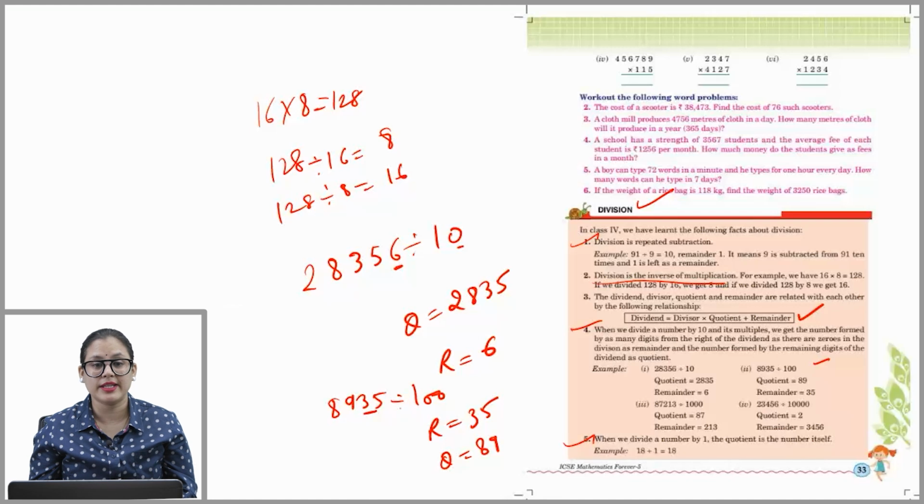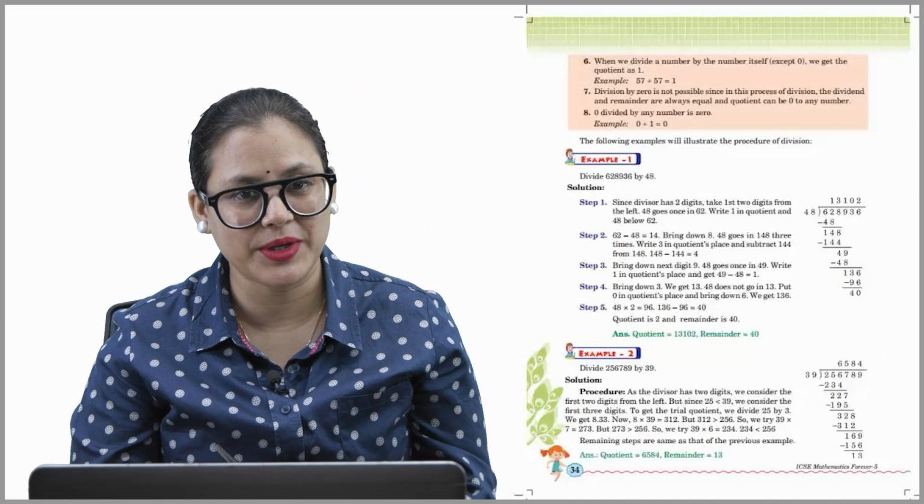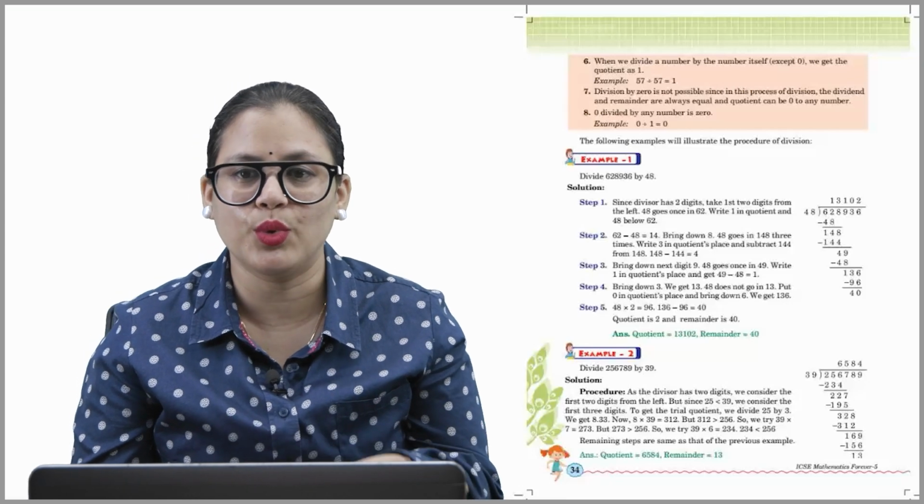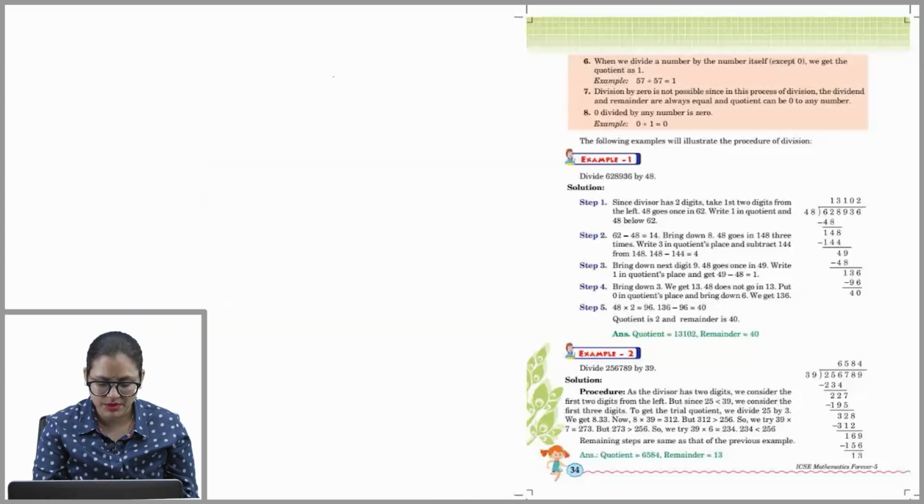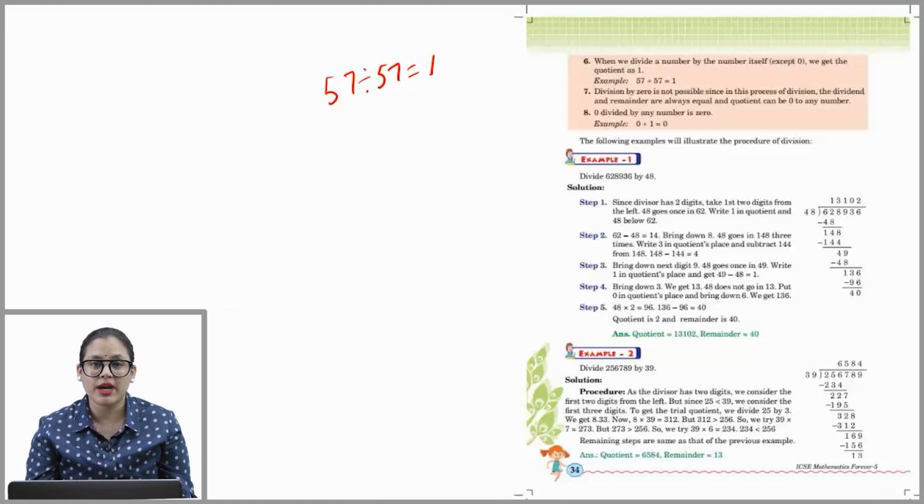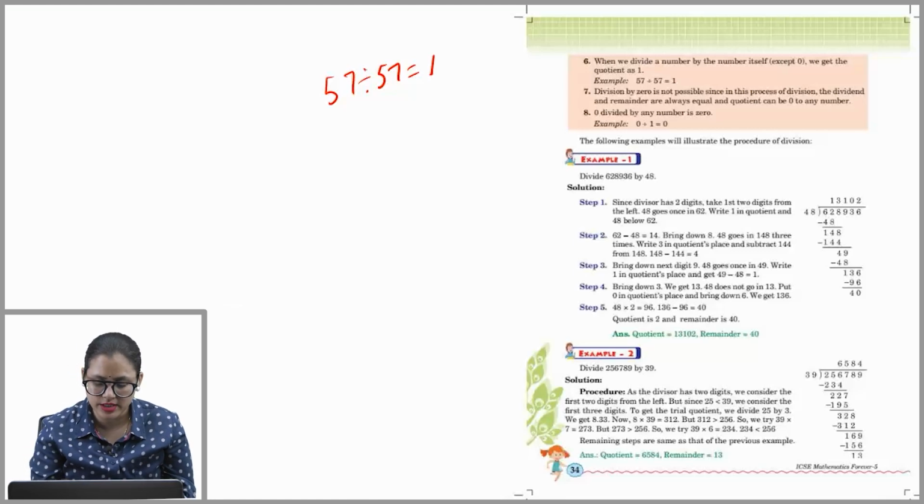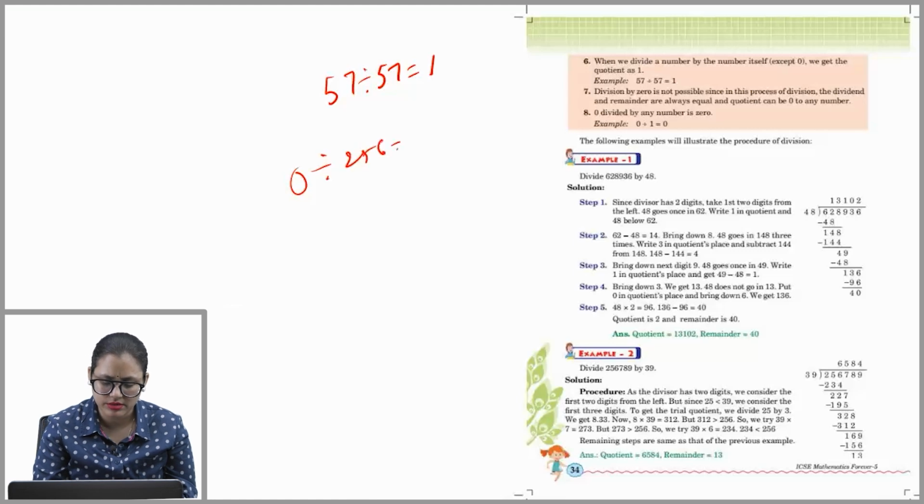Number 5, when we divide a number by 1, the quotient is the number itself. For example, if we divide 18 by 1, the quotient is the number itself, that is 18 only. Okay. Number 6, when we divide a number by the number itself except 0, we get the quotient as 1. Means if the same number is divided by the same number, we get 1 as quotient. Number 7, division by 0 is not possible, since in this process of division, the dividend and remainder are always equal and quotient can be 0 to any number. Okay, and 0 divided by any number is 0. If we divide 0 by any number, we will get a 0 only.